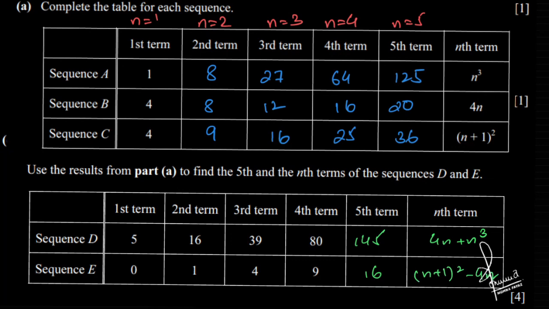In such questions, whenever you have a table, always try to work out a pattern in the vertical columns. Okay? Leave the rows aside. If you get such a question, always try to work out the patterns in a vertical column and you will be able to do the question.